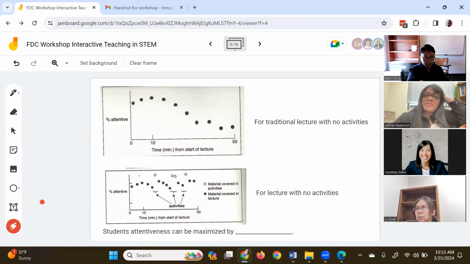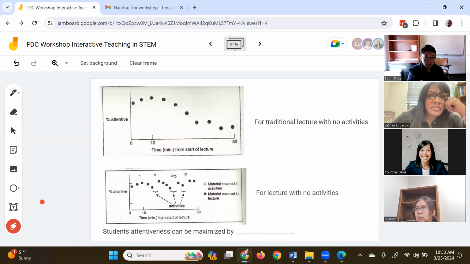This one I'm going to go through really briefly. These are not evidence-based, really, I don't think. This is more conceptual graphs comparing traditional lecture to lecture with activities. Just the percent of students in the classroom who are attentive versus time from the beginning of class.